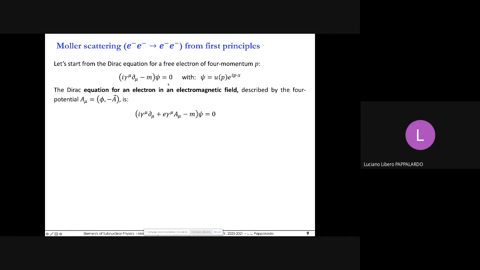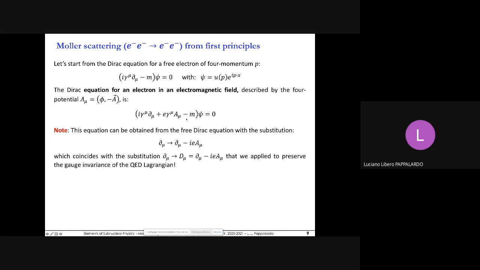So let me start indeed from the Dirac equation for the free fermion field psi. And we know that the solution for the free Dirac fermion is essentially a plane wave where u is our solution for the spinor for the Dirac equation. Now, in this case, we are actually concerned with an electron in an electromagnetic field, so the Dirac equation gets an extra term here, which ensures the interaction between the fermion field and the electromagnetic field. All the rest is the same. So this is the Dirac equation for an electron in an electromagnetic field where A_mu you can interpret as a four-potential, so with a scalar potential and a vector potential.